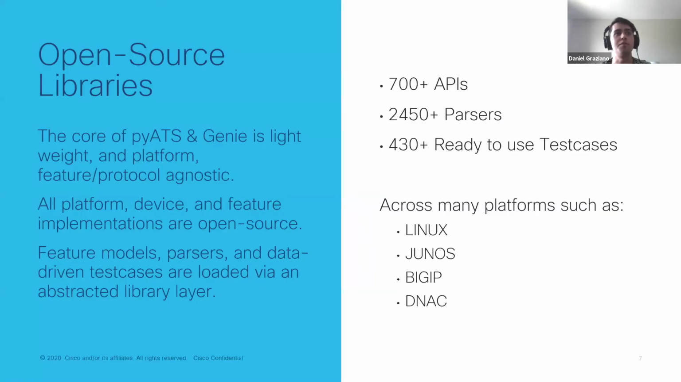On the topic of our open source libraries, the core of pyATS and Genie is lightweight and platform, feature, and protocol agnostic. All platform, device, and feature implementations are open source. Feature models, parsers, and data-driven test cases are all loaded via an abstracted library layer. This means you could develop a test case on one platform and use it in another seamlessly. Currently we have over 700 APIs that you can use, 2,450 different parsers, 430 ready-to-use test cases, all across many platforms such as Linux, Junos, BigIP, DNAC, and many more.